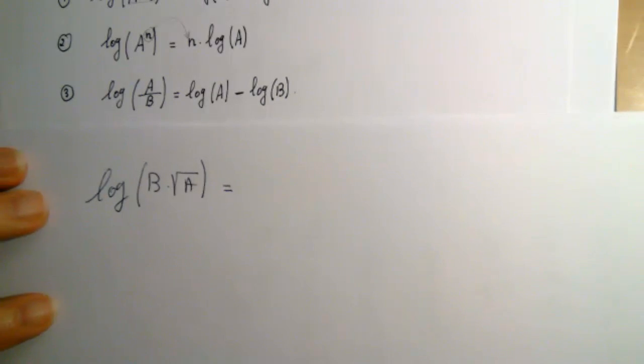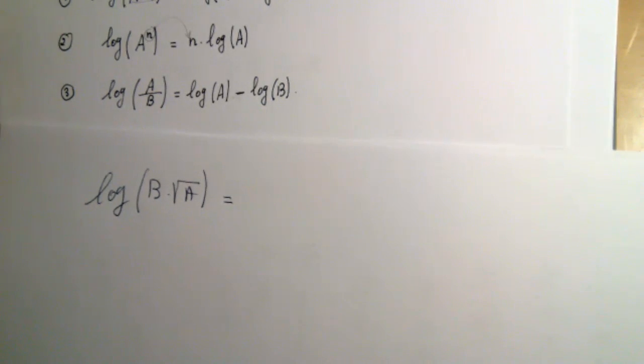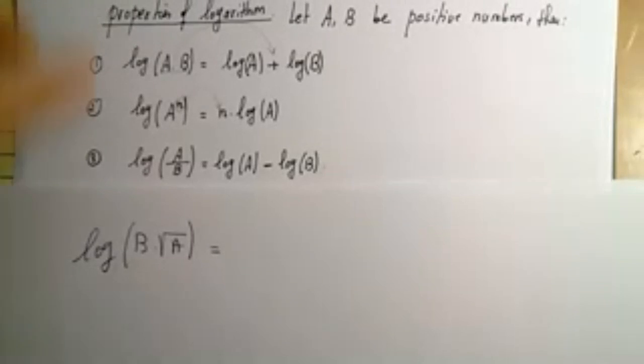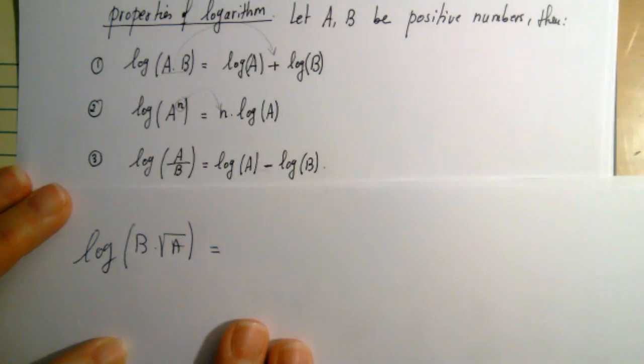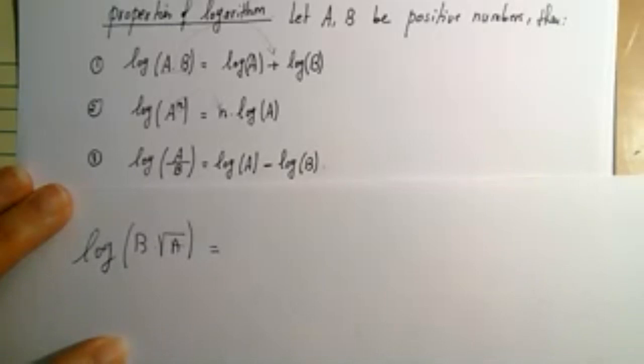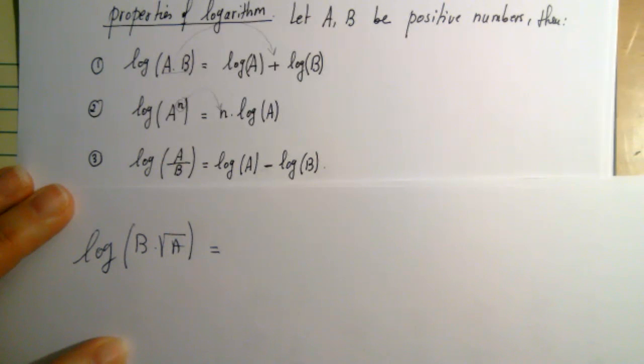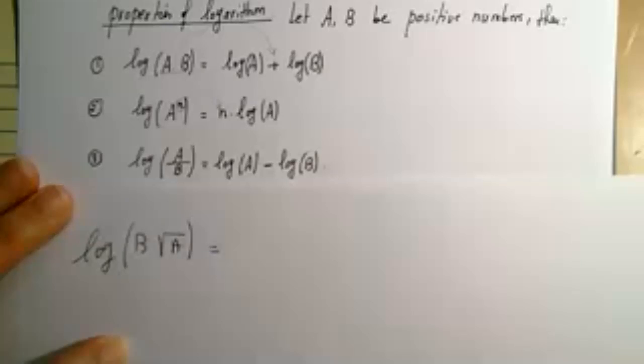I have one question. I'm listening. Can we flip A and B? Can we put square root A times B? Yes, because those are numbers. 2 times 3 is the same thing as 3 times 2, correct? Right. That's the same thing.